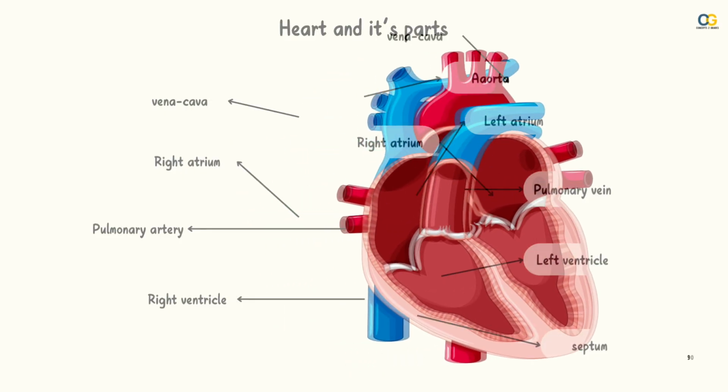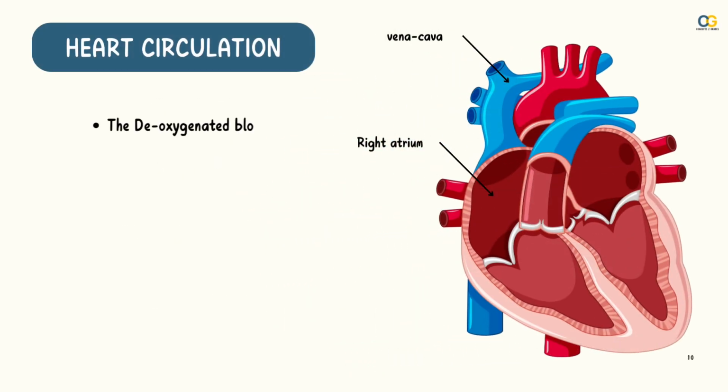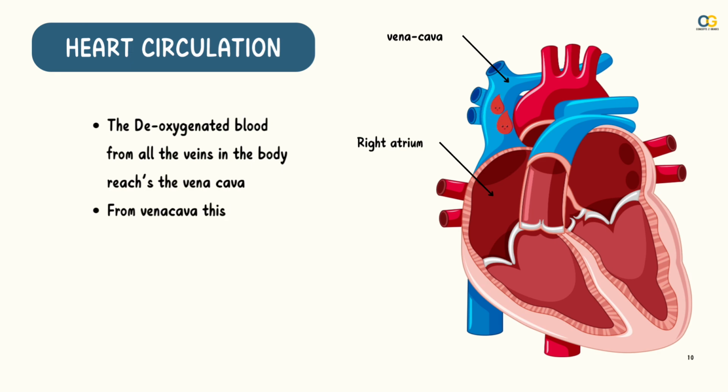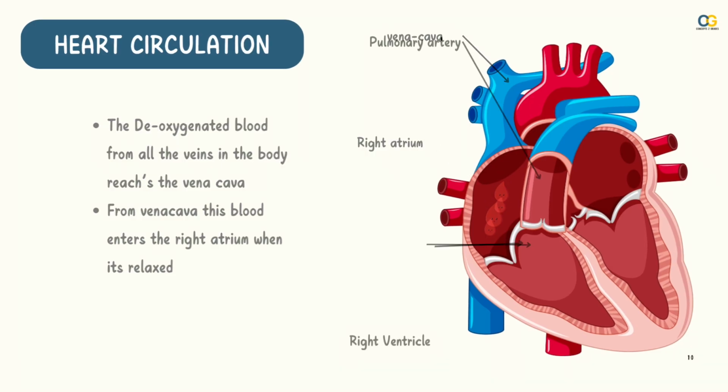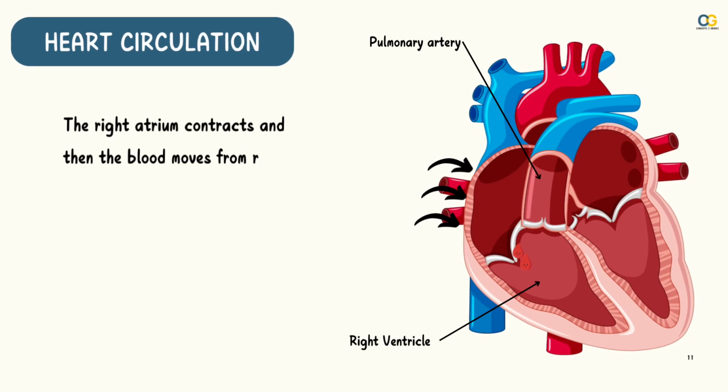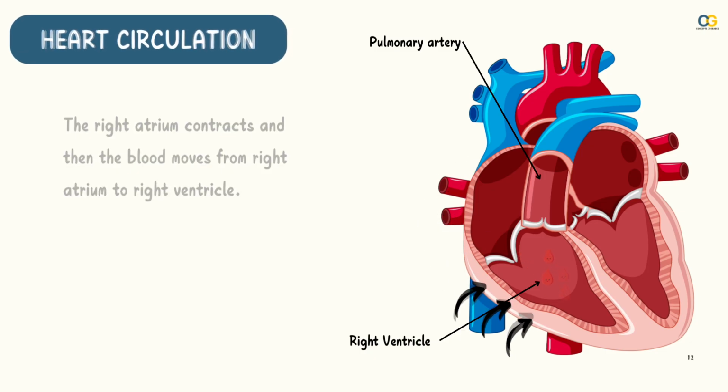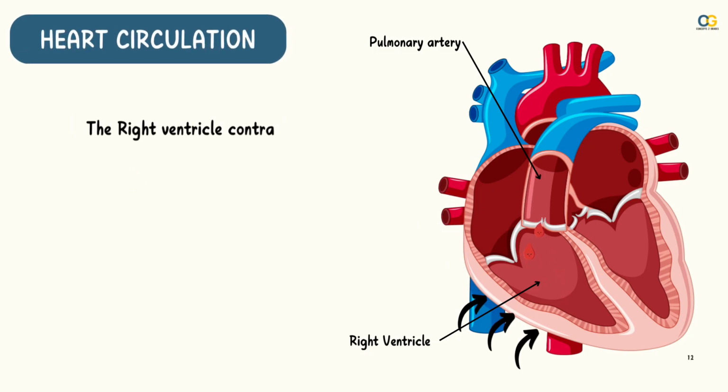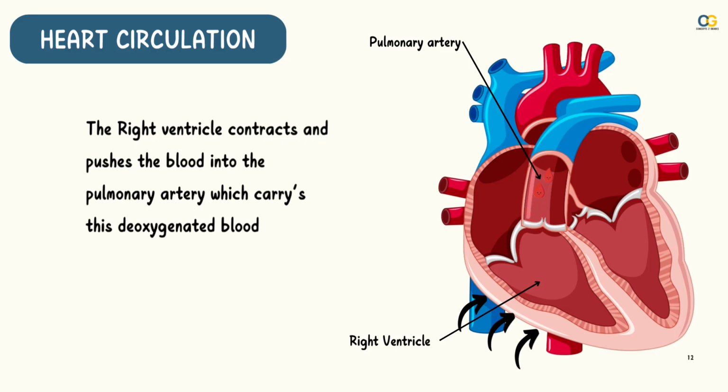The deoxygenated blood from all the veins in the body reaches the vena cava, and from the vena cava this blood enters the right atrium when it is relaxed for maximum blood flow. The right atrium then contracts and the blood moves from the right atrium to the right ventricle. The right ventricle then contracts and pushes the blood into the pulmonary artery, which carries this deoxygenated blood to the lungs for oxygenation. So pulmonary artery is the only artery that carries deoxygenated blood.